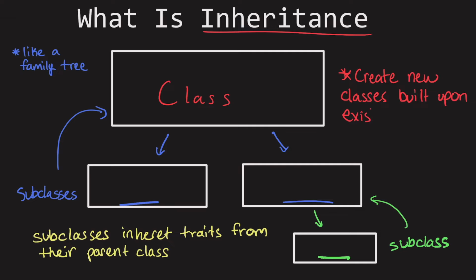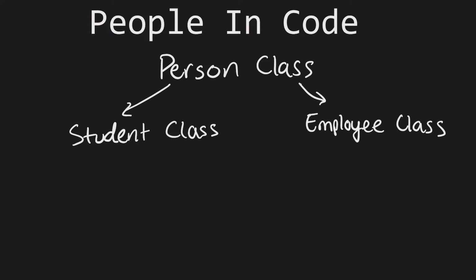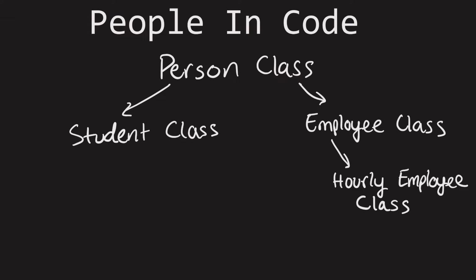Here's an example. Say we wanted to represent people in code. We would start with a person class. This class defines stuff that is true for all people. And now let's say we want to represent students and employees. We create these as subclasses from the person class, because all students and all employees are also people. Then stemming from the employee class, we can make the hourly employee class, because hourly employees are also employees, which are also people. The traits from this parent class get passed down into the subclasses.